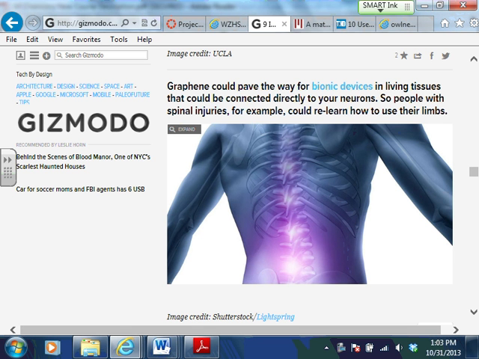Just for the sake of time, I won't show you all the nanotube ones because they're very similar, because again, a nanotube is just graphene rolled up into a tube. Okay. But you can use those nanotubes.